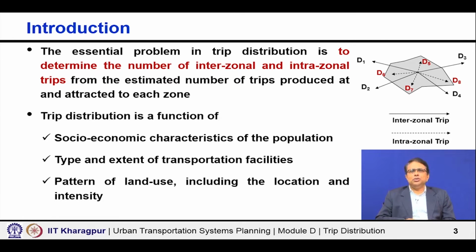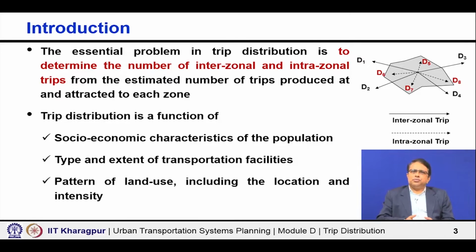The diagonal elements 1 to 1, 2 to 2, 3 to 3, 4 to 4, all the diagonal elements are intrazonal trips. And all the remaining cells, say 1 to 2 or 1 to 3 or 3 to 4, are interzonal trips, from one zone to another zone. So we want to estimate the number of intrazonal and interzonal trips from the known number of productions and attractions.